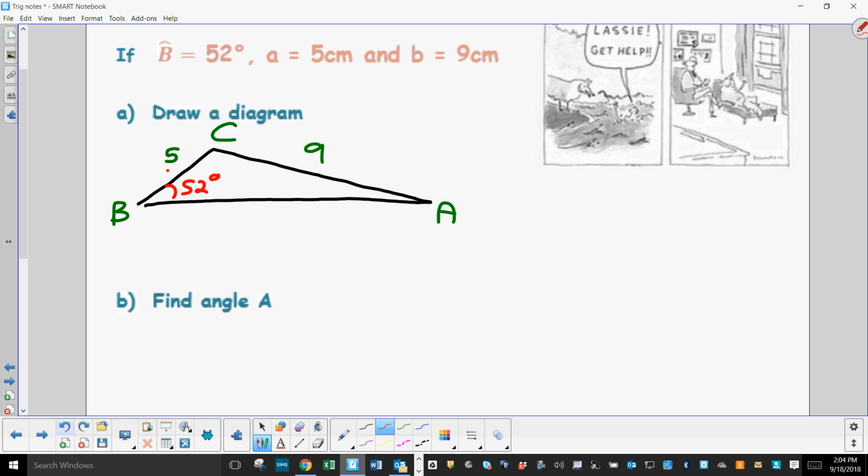Whereas if the 52 was over on the angle A, then it's not ambiguous. The acute angle given is not opposite the shortest given side. Actually, to be honest, I made a mistake. I was meant to give you angle C, but I forgot. Okay, the acute angle given is not opposite the shortest given side.